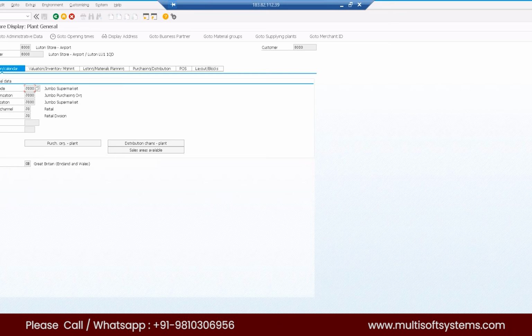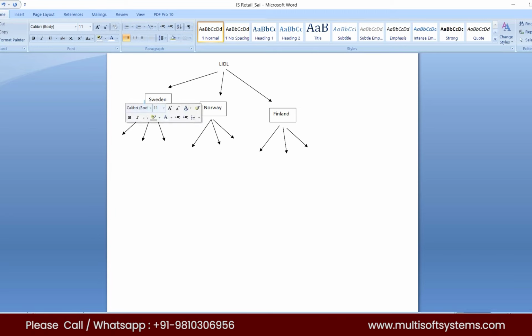It depends on your business again. Plant to company code is always one to one. Let's take the company code as a country, okay? If a store belongs to one country, it can always belong to one company code, right? Company code is always the general ledger account.